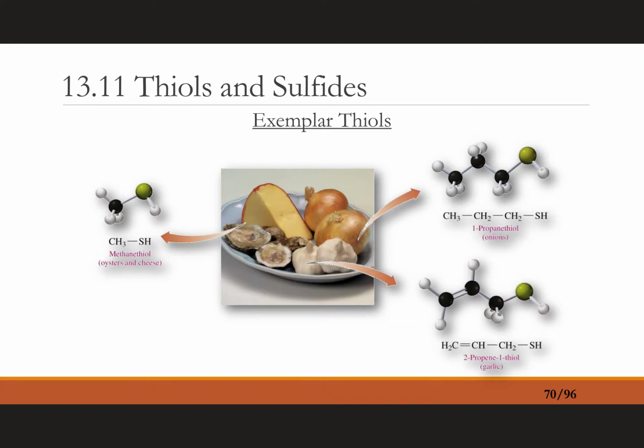Here are some other exemplar thiols. Methane thiol here comes from oysters and some cheeses. This looks like feta cheese there. We've got onions that can give us 1-propane thiol. We've got 2-propene-1-thiol, which comes from garlic. So now you could associate onions and garlics and oysters and maybe rotting cheeses with bad smells.